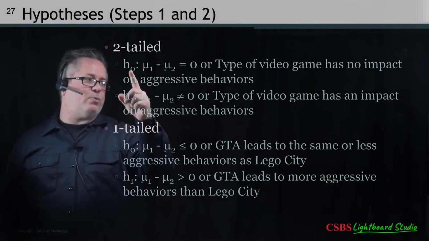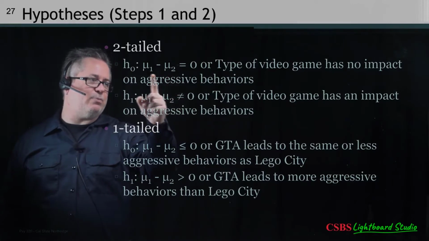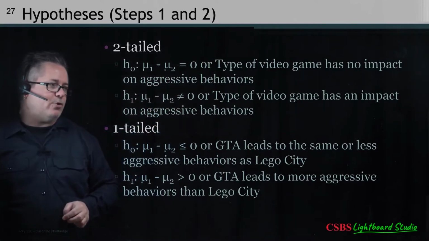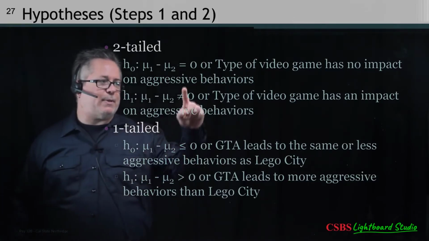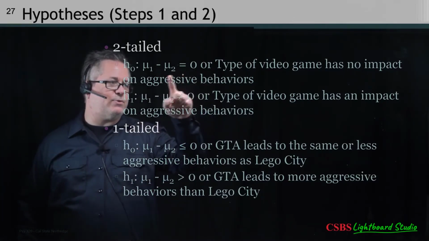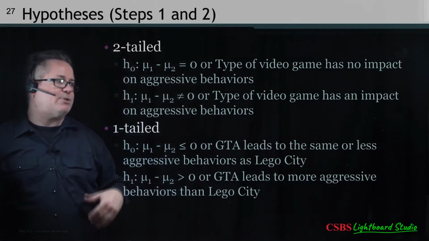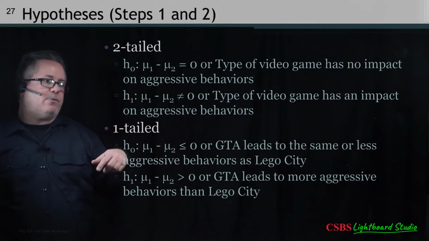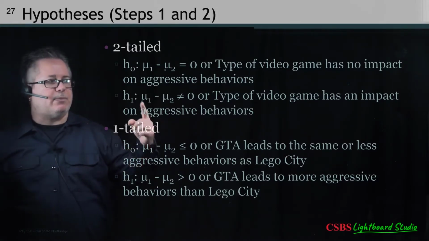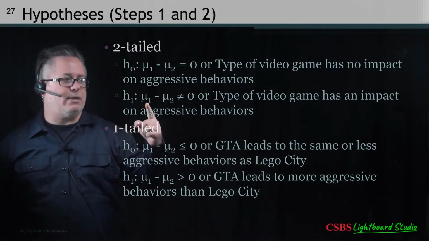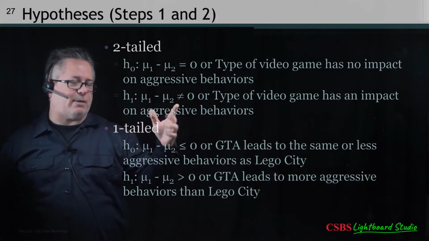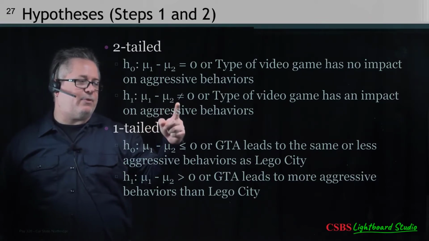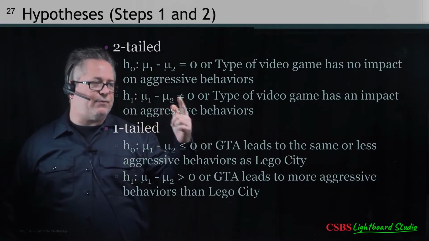This would be something like the null would be, if I subtract the 2 means, Grand Theft Auto minus the Lego game, I would expect them to equal 0, right? No difference between the 2 of them. So our type of game has no impact on aggressive behavior. That's the null hypothesis. For the alternative hypothesis, it's the same thing. I'm going to take my GTA minus Lego, and I'm testing whether or not that is different than 0.